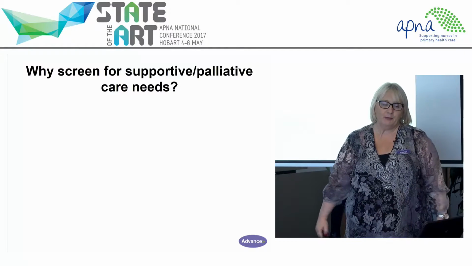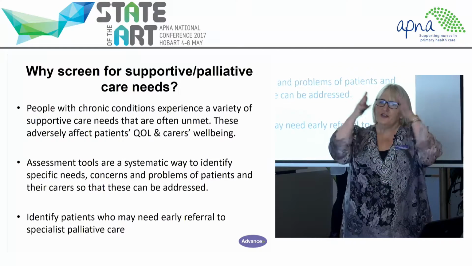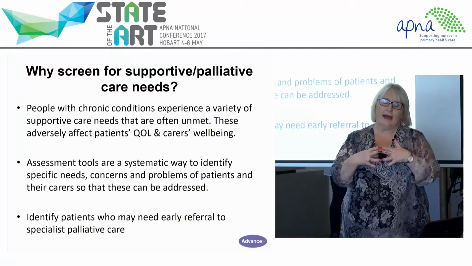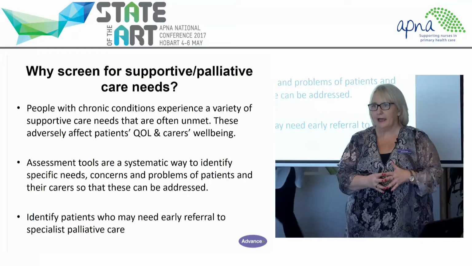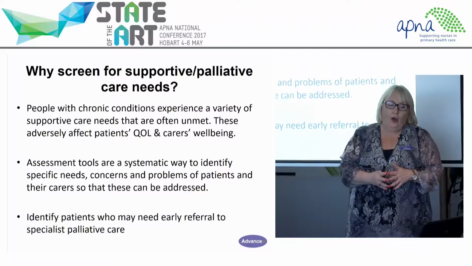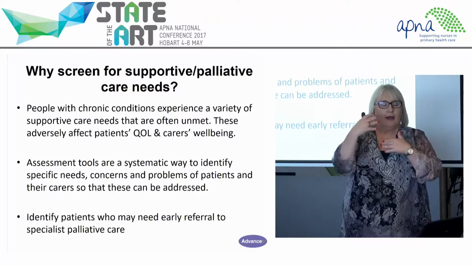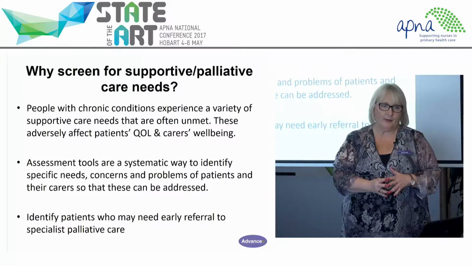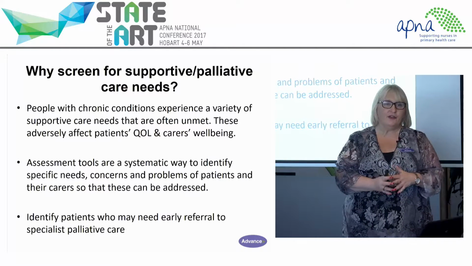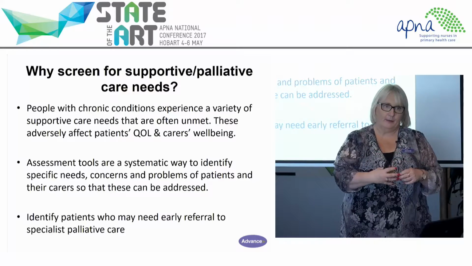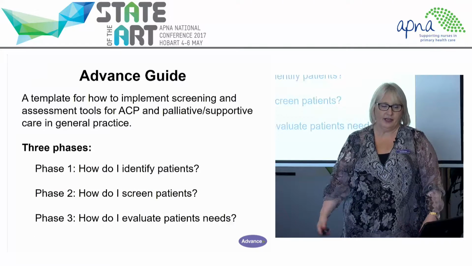So why screen for supportive and palliative care needs? Well, like we said, often people with chronic conditions can be experiencing a range of other unmet needs, not necessarily their clinical ones. We can be very good at that, but there are other things that could be adversely affecting them or their carers' well-being. And it's very important that we take stock of that and have a simple and systematic way of assessing, is there more we can do? And that's why assessment tools are a systematic way to identify their needs and concerns and see how we can help them be addressed. And that may lead to people being referred earlier to specialist palliative care services.